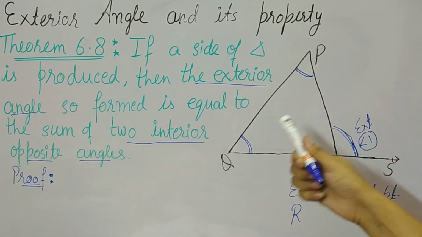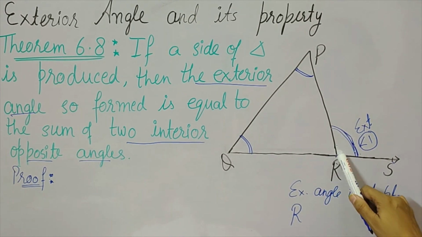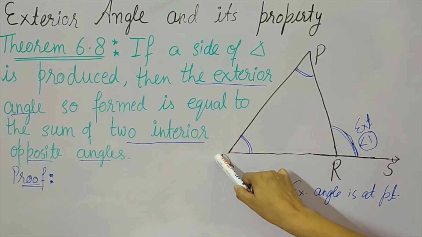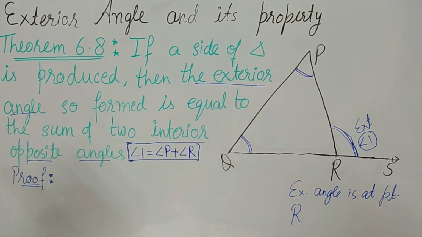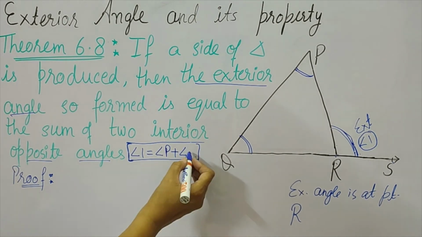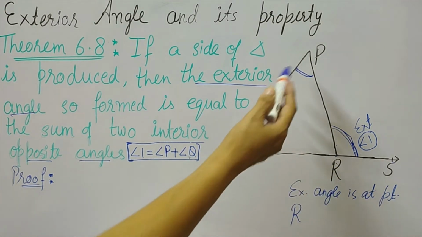Interior opposite angles means except this point. At point R, the exterior angle is there, so the interior angles will be taken other than this point. Means if the exterior angle was formed at this point Q, then the interior angles will be taken as P and R, other than the point on which the exterior angle is formed. The conclusion of the theorem is angle 1 is equal to angle P plus angle Q. This we want to prove. Angle 1 is equal to P plus Q.